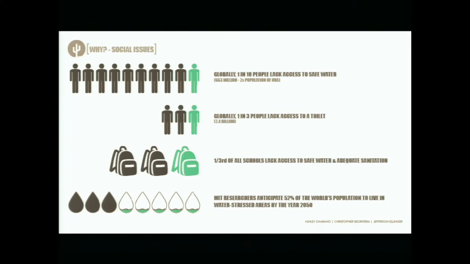So why does this matter? Globally, 10% of the population lacks access to safe water. A third of the people in the world lack access to a toilet. A third of all schools lack access to safe water and adequate sanitation. And MIT researchers predict that in about 33 years, over half the population will live in water-stressed areas.